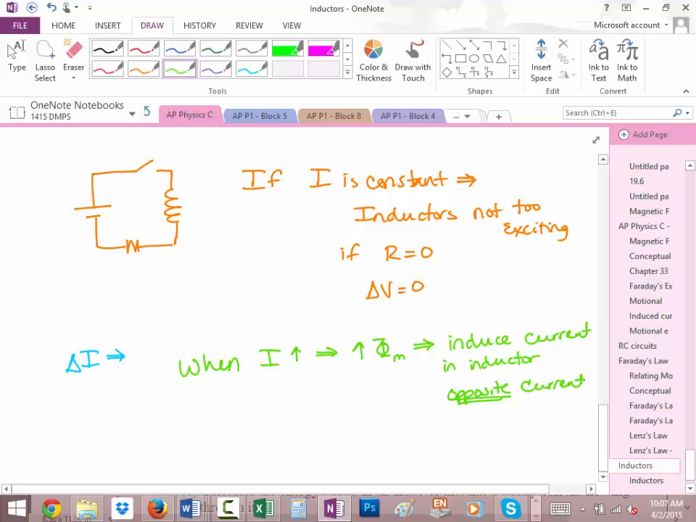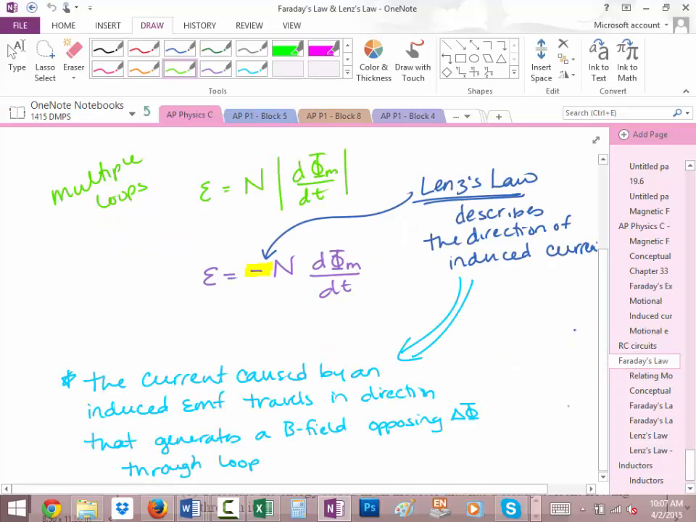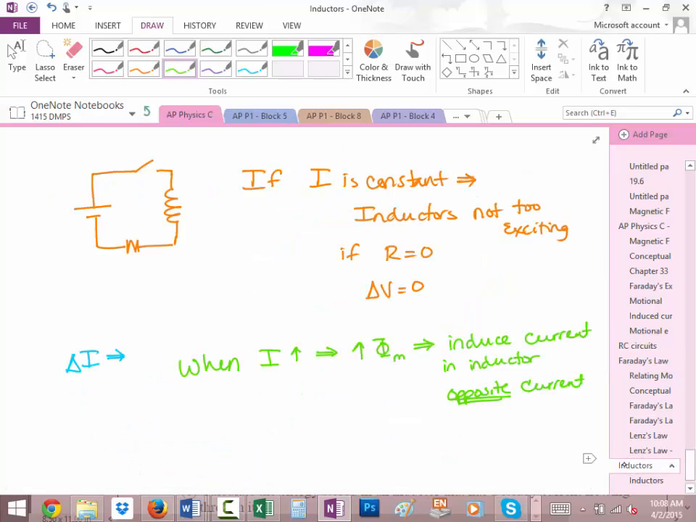Does that make sense to you or no? I'm not trying to be curt about it. Okay, so we have to go back to Faraday's law. Faraday says that if you have a change in flux, there's a negative sign. That negative sign is Lenz's law. Right there, it describes the direction of the induced current. The induced current is always going to be opposite. It's going to try and undo the change. Is that okay? Yes. Okay.